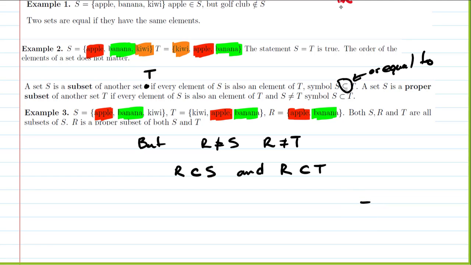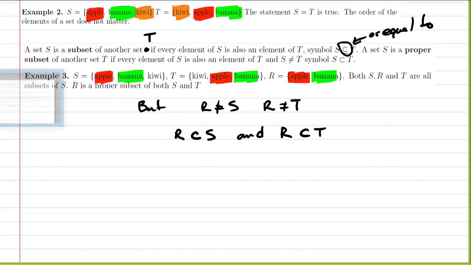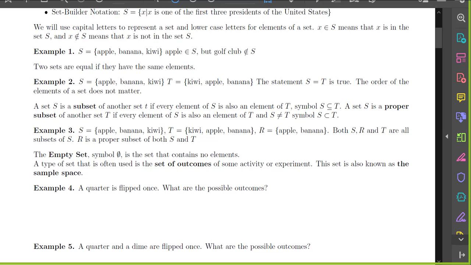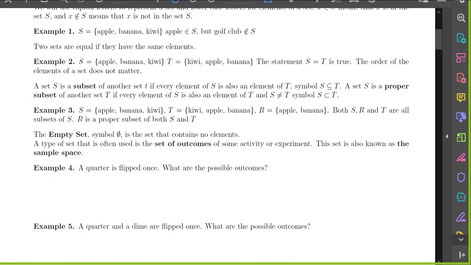So proper subset, once again, is a subset, but it is not equal to the set in question. For it to be equal, it has to be the identical names in each set. The order doesn't matter. They just have to be the same.